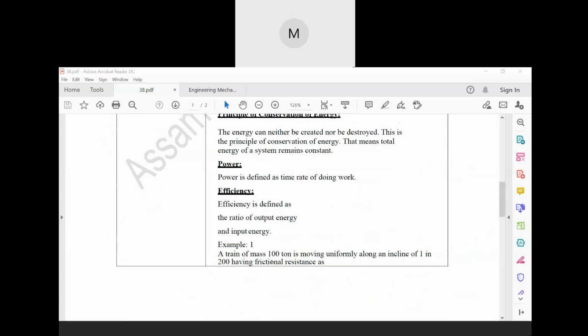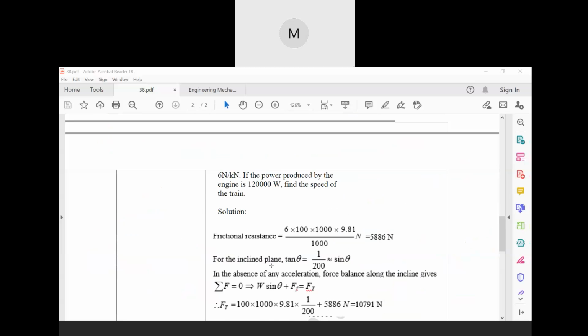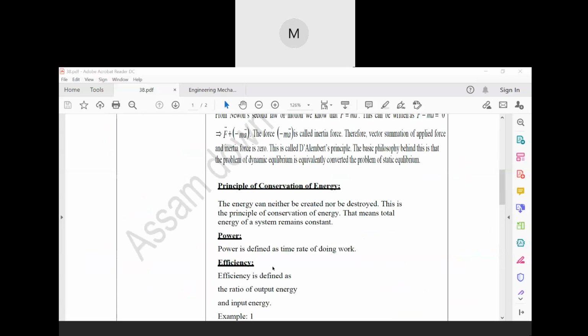Is it clear up to this? More efficiency will have more output. अगर ज़्यादा efficiency होगा तो ज़्यादा output होगा ना, ठीक है? Yes, you are correct. Okay? अगर डाउट है किसी का तो पूछो तो. If someone has any doubt, you can ask me.